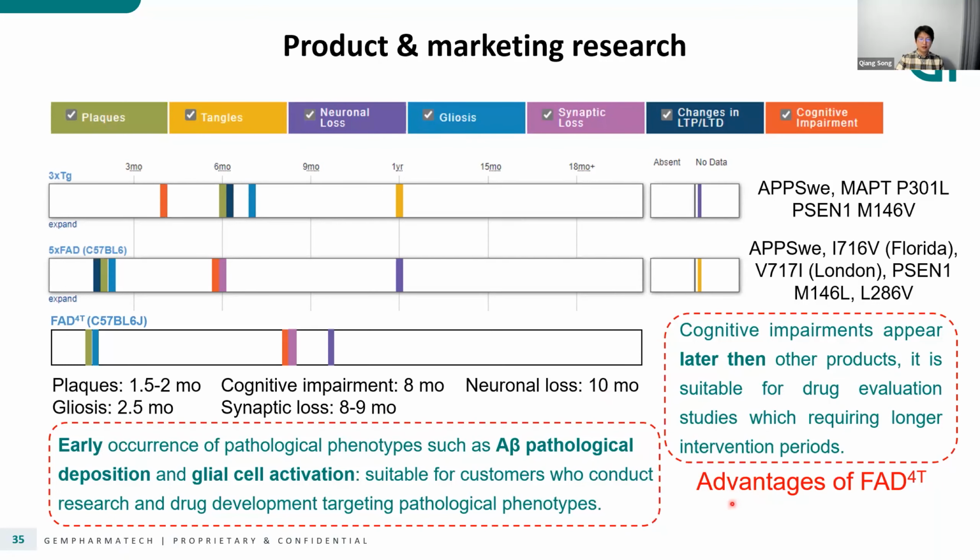Compared to the 5XFAD and the 3xTg mice, our FAD40 mice have some advantages listed here. First is the early occurrence of the pathological phenotype, such as A-beta and glial cell activation. It's very suitable for customers who conduct research and drug development targeting the pathological phenotype. Another advantage is that the cognitive impairment appears later than in other products. It's also suitable for drug evaluation studies, which can require a longer evaluation period.